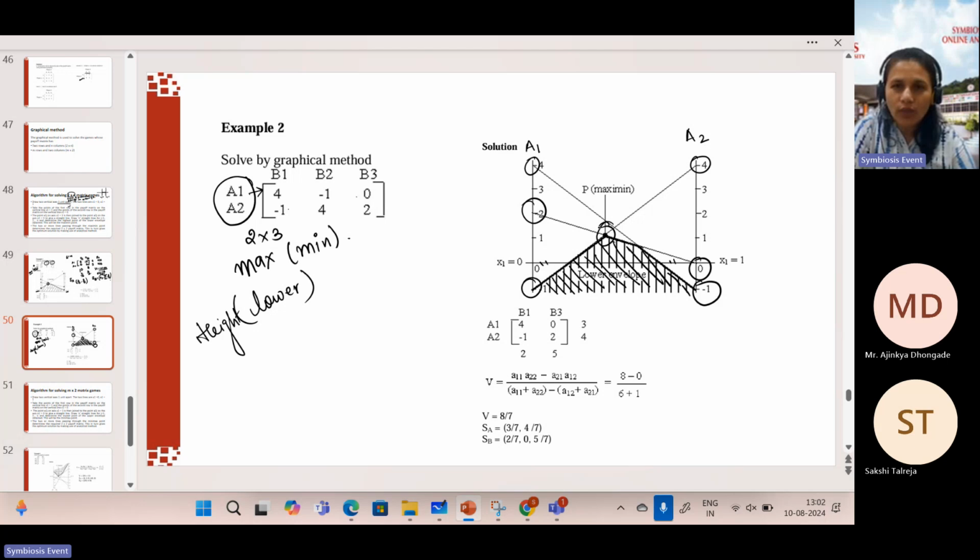So this point is my maximin point, which is made up of what two equations, what two strategies. The strategies are with 4 and minus 1. That means the B2 is involved. You can give the name also. This is B2, right? And second is 0 comma 2. So that is your B3. So these two are involved. So I'm going to take this as, you can see here, 4 minus 1 and 0, 2.